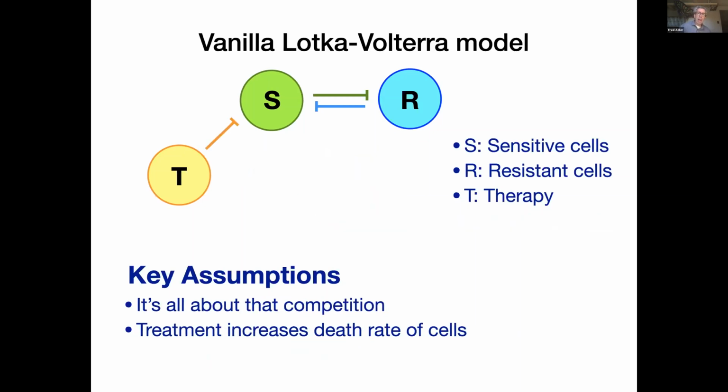Okay, one can then back off from that model and just go back to a vanilla Lotka-Volterra style model, which is a very special case of what Rob just talked about. And here we have S and R cells suppressing each other and treatment. And it's all about competition. And you have to make various assumptions about how therapy works. And here we assume that treatment increases the death rate of cells. It could decrease their growth rate, of course.